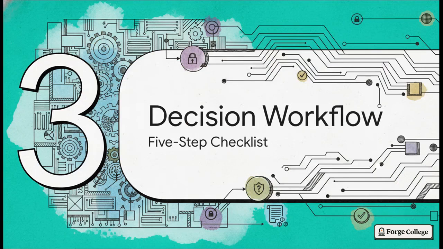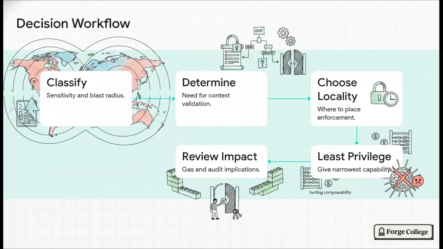All right, part 3, the decision workflow. Let's look at a concrete 5-step checklist for all of this. So, how do we make these architectural choices consistently without just guessing? Whether you're deep into our advanced developer tracks or you're just exploring what Forge College has to offer, you probably know we love a good, repeatable process. Here is our foolproof 5-step checklist. Step 1. Classify the sensitivity and the blast radius. Ask yourself, is this a global parameter change or just a local state update?